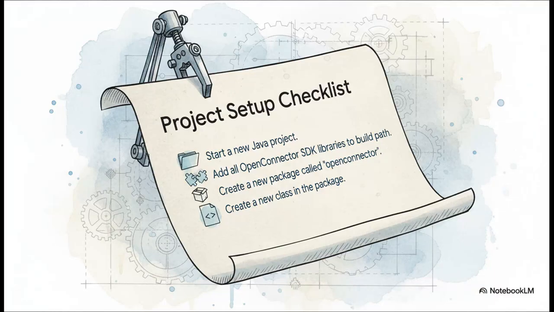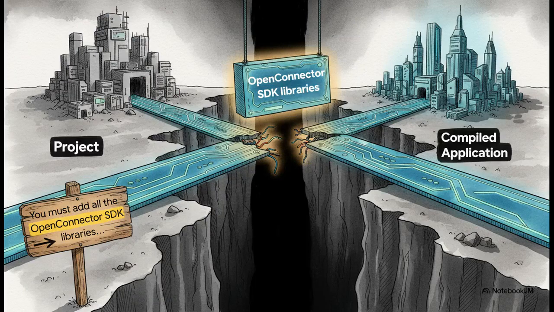So, here it is, your 4-point checklist for a perfect setup. Now, each of these steps is pretty simple on its own, but trust me, they are all absolutely critical. We kick things off with a standard Java project, add the necessary libraries, and then create a very specific package and class structure. And let's just pause for a second on that second item.